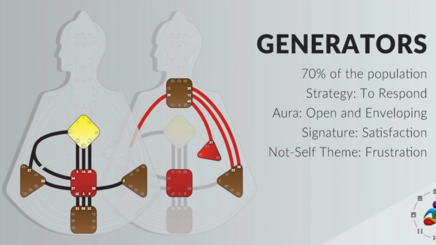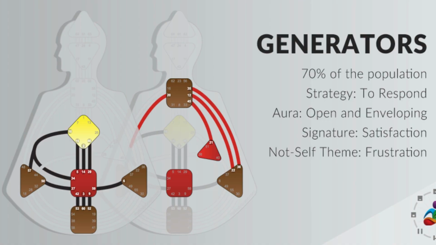Next, we have generators and manifesting generators, whose strategy is to respond. Generators and manifesting generators are energy types, and by far the largest type group, making up roughly 66% of the population. When we refer to generators, manifesting generators are included. They're a subtype. Generators are the great builders.